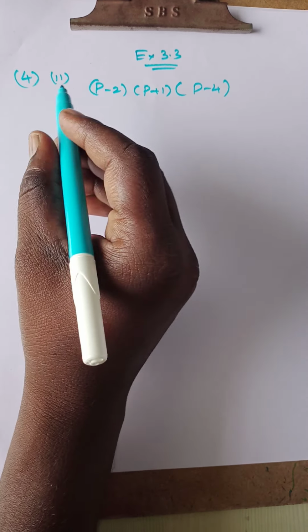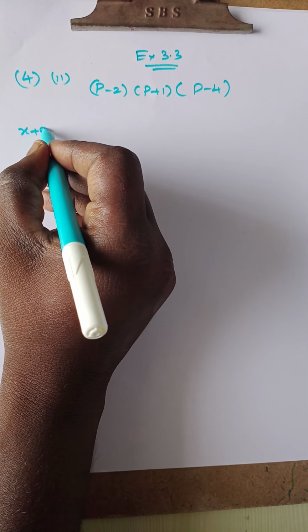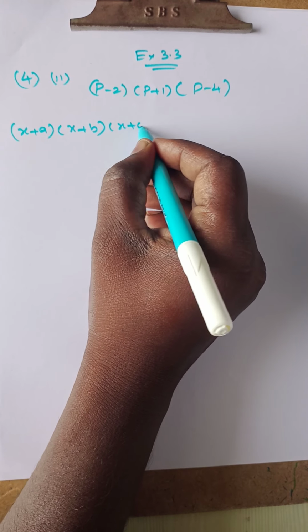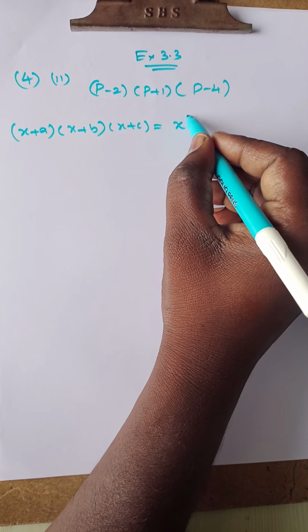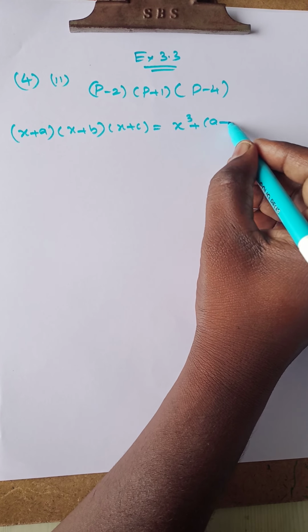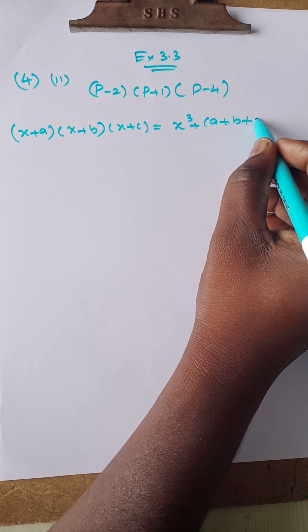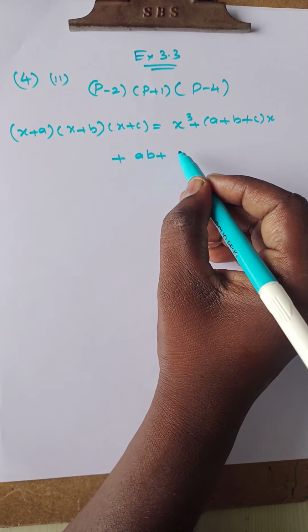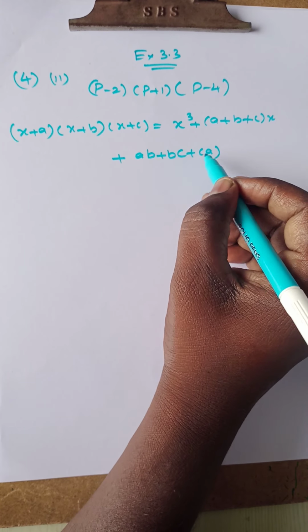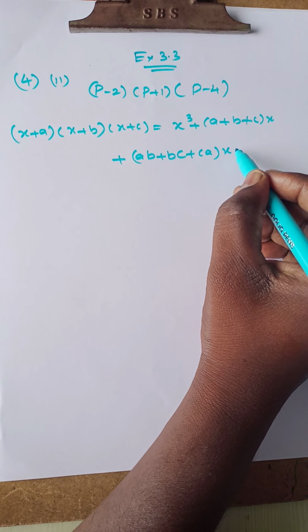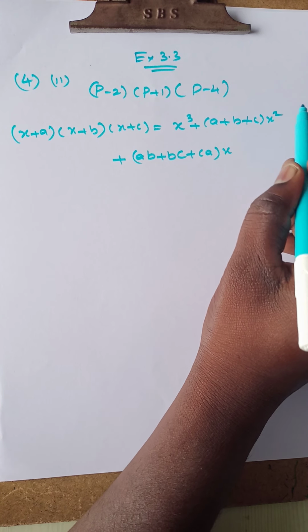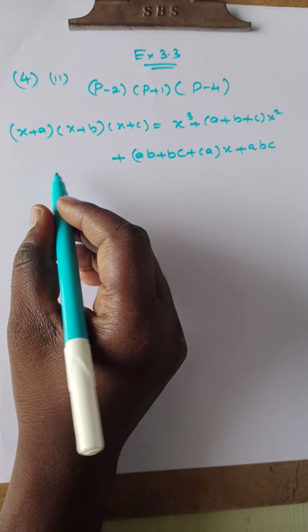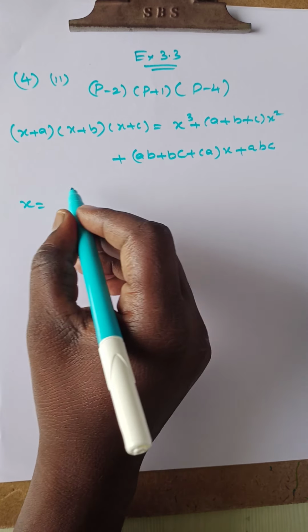Okay. So what is the formula? (x plus a) into (x plus b) into (x plus c) is equal to x cube plus (a plus b plus c) into x square plus (ab plus bc plus ca) into x plus abc. Okay, isn't it? So what is the x value? x equal to p.